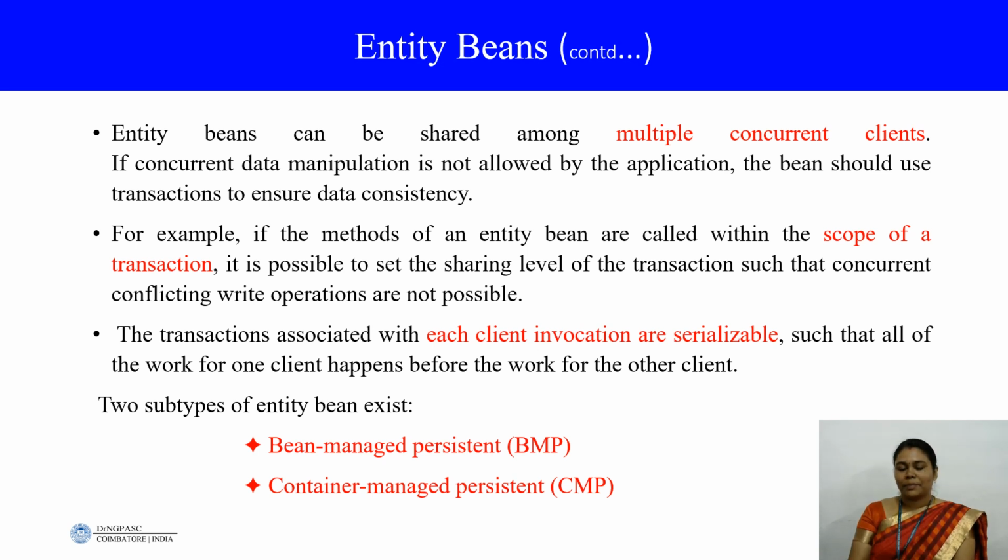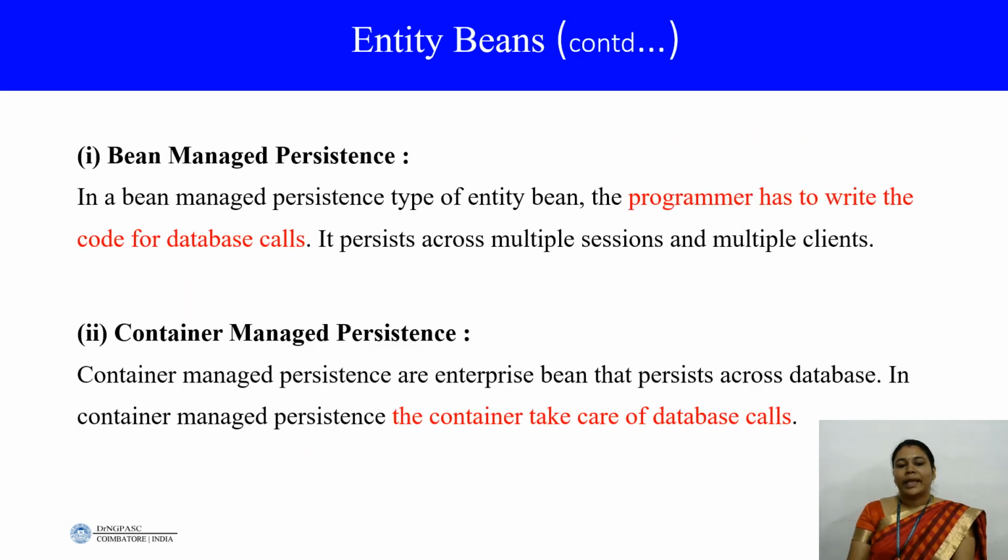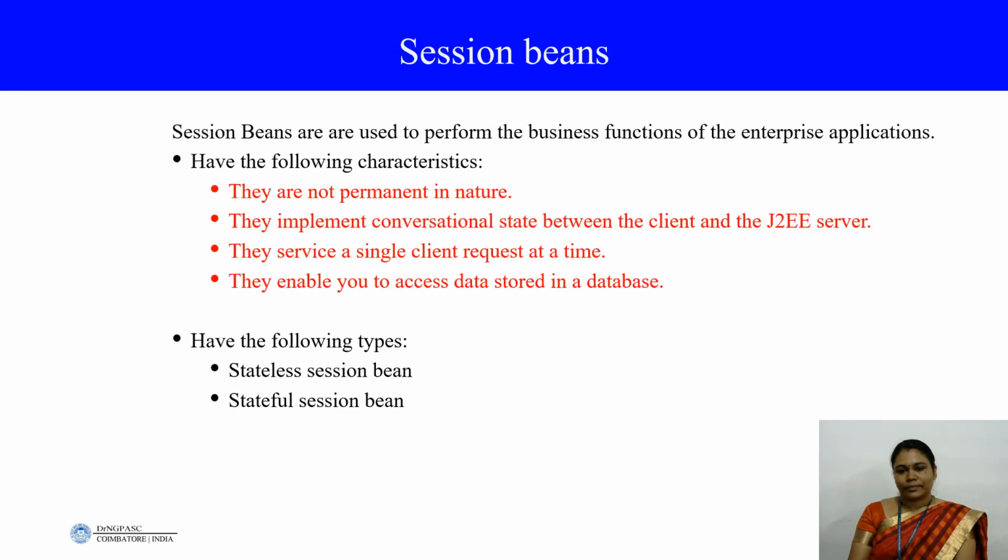We can classify the entity bean into two types: bean managed persistence and container managed persistence. In bean managed persistence, the programmer has to write the code for database calls. But in container managed persistence, the container takes care of all the database calls. There is no need to write any code for database calls separately, because the container is responsible for and takes care of these database calls.